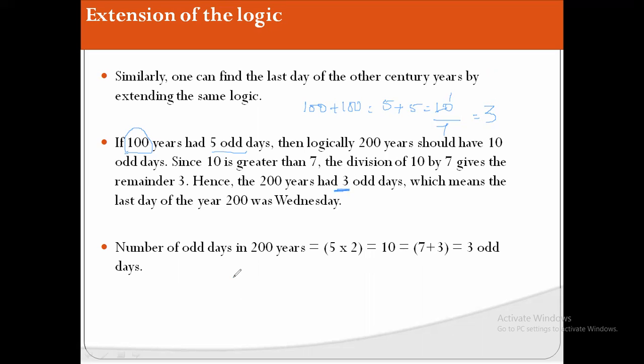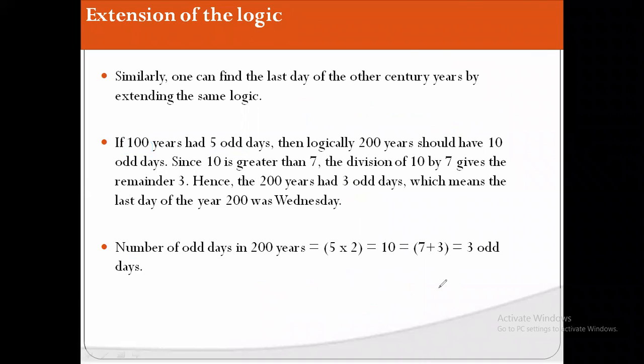Same for 300 years: we write 200 plus 100. For 200 we already know 3 odd days, plus for 100 it is 5. So 5 plus 3 is 8. If we divide by 7, we get 1 as the remainder. So 300 years will have 1 odd day. Like this, we can calculate the odd days for the centuries.